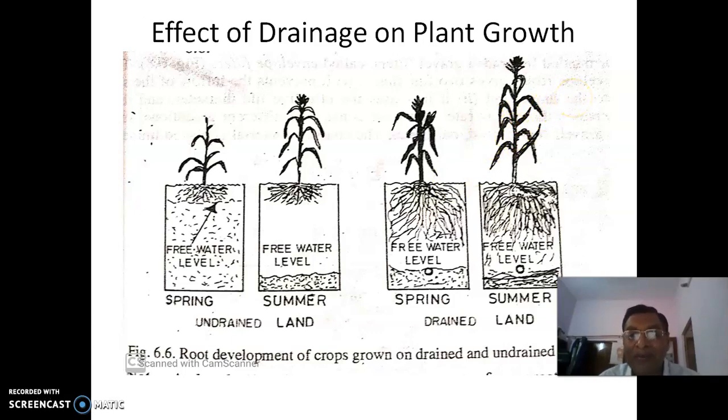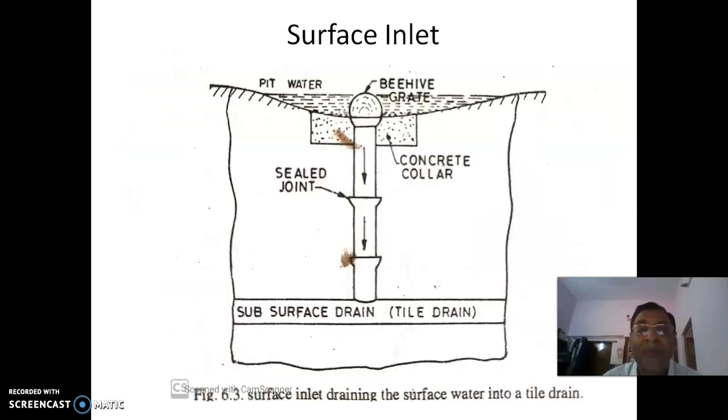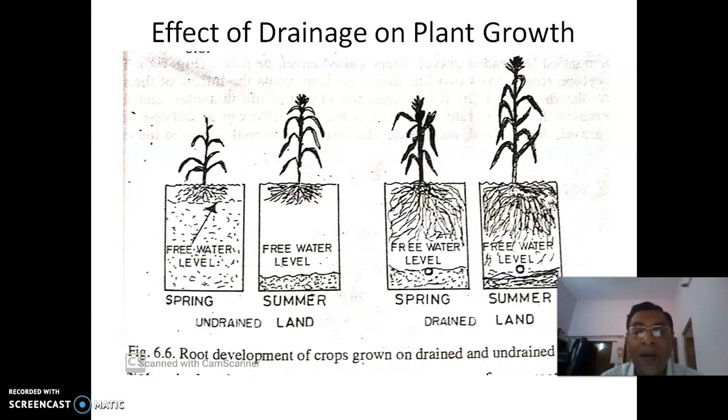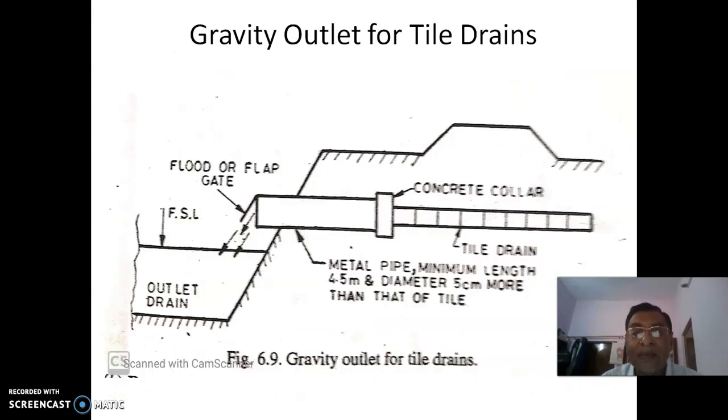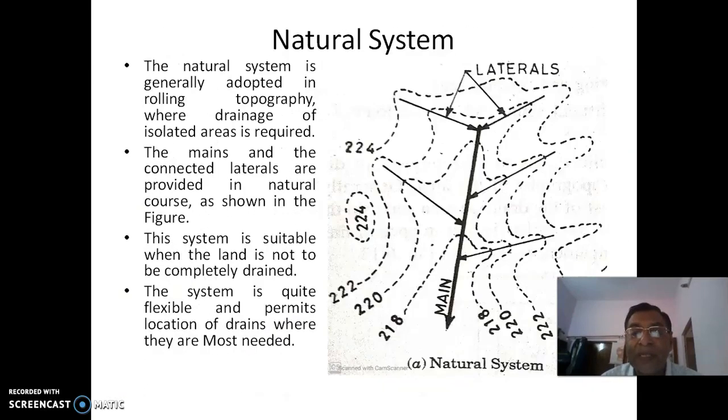So in this chapter we will discuss some of those drainage requirements, layouts and other things. Okay, so then let us go one by one. I think this figure has come very late anyway.